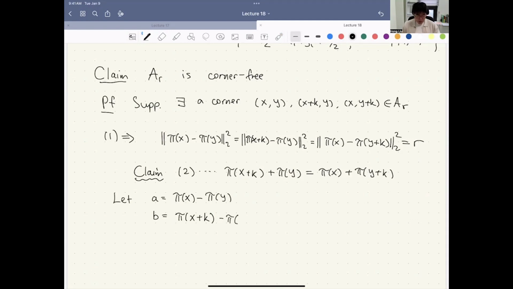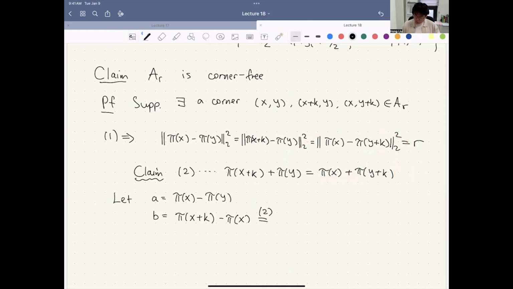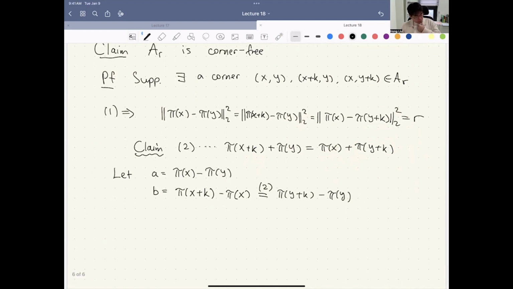Minus pi of y, no, pi of x, the vector x, which equals, by the second inequality we proved above, this minus this guy, so equals pi of y plus k minus pi of y. No problem. Okay, now what does 1 imply?